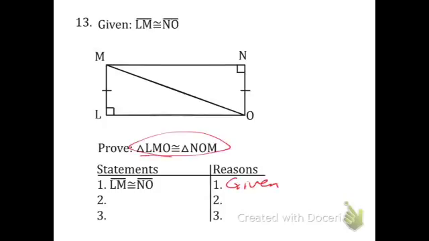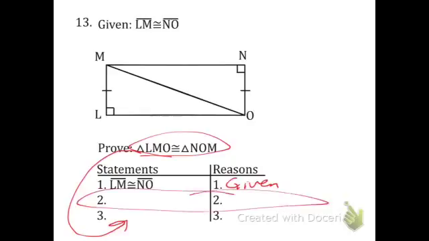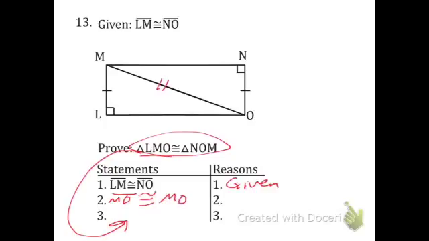We're supposed to prove this guy. It's going to be in slot 3. The only bit that we don't know is our last conclusion. And when I look at these two triangles, I notice they share this side. And so I know that that side is congruent for both. So MO is congruent to MO. And that's by the reflexive property.